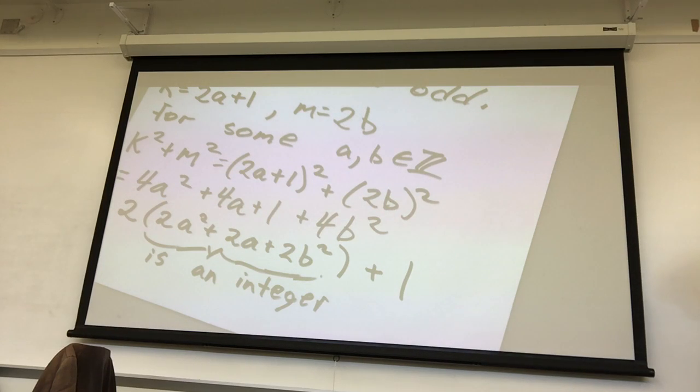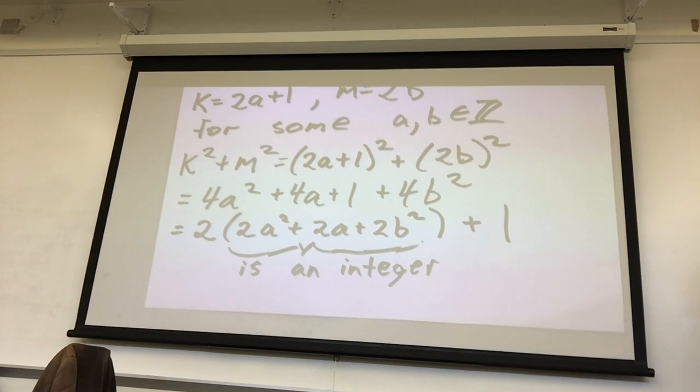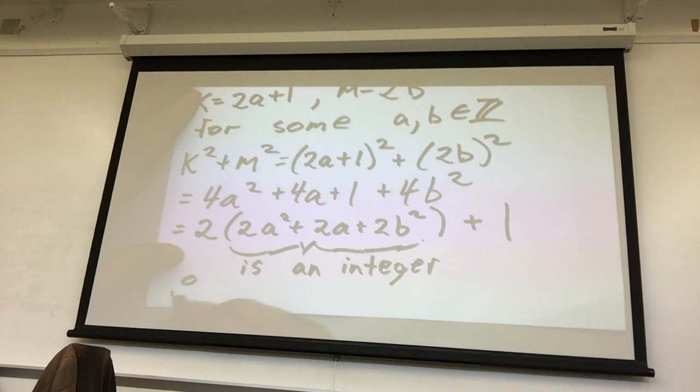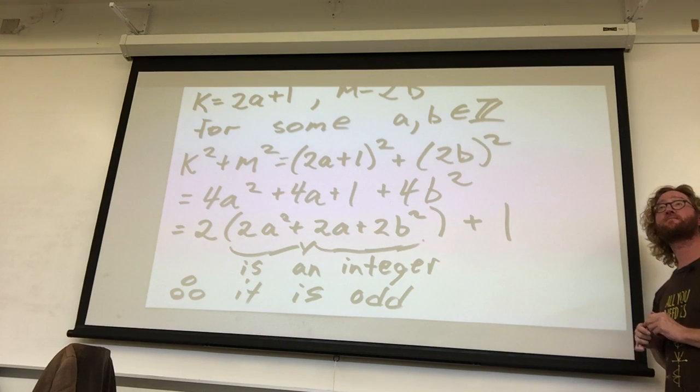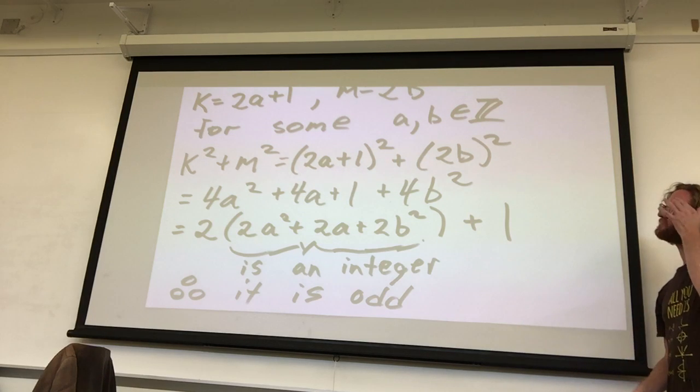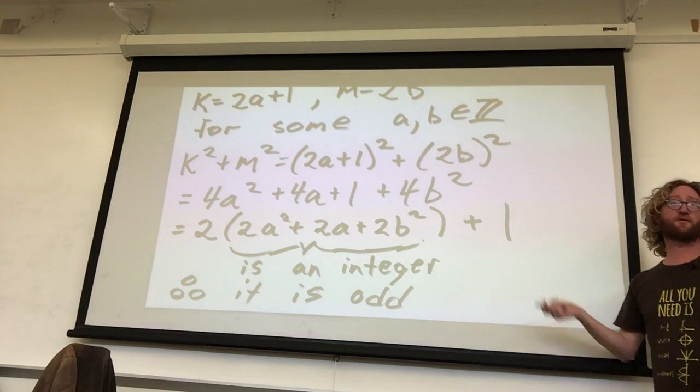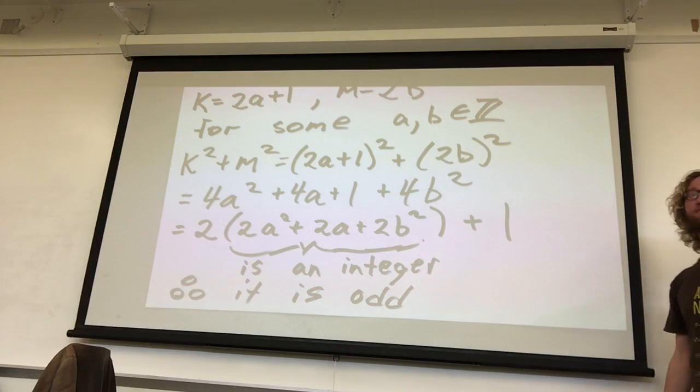Okay, so just for the definition of what it means to be, oh, sorry, tilted. Okay? Therefore, it is odd. Because 2 times an integer plus 1 is the definition of what it means to be odd.